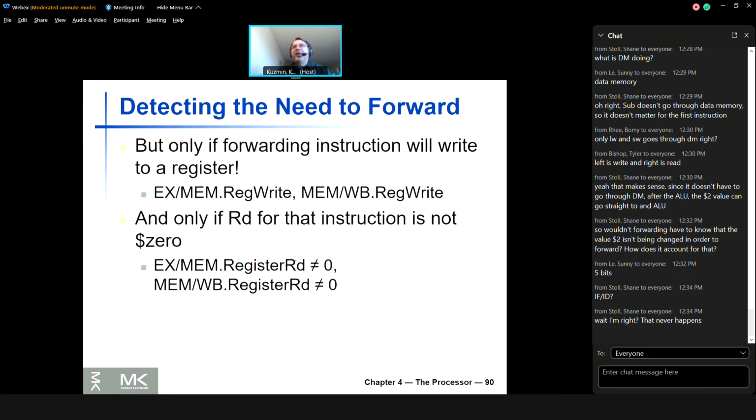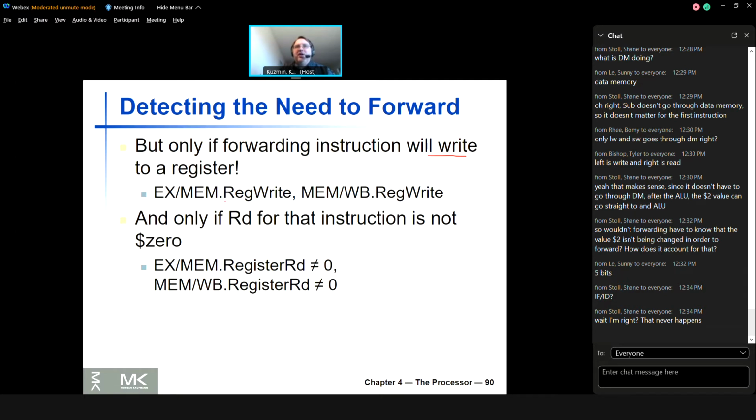All right, that's almost it, but there is a catch. We only need to forward when there is an actual write into the register. If we're not writing into the register, then of course it's not a hazard. The hazard only happens when we are writing into a register that will then be read by one of the following instructions. So how do we know whether we are writing or not?